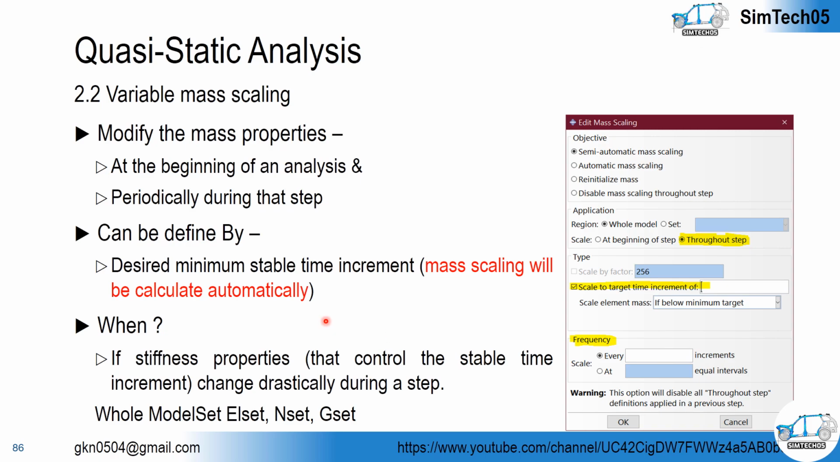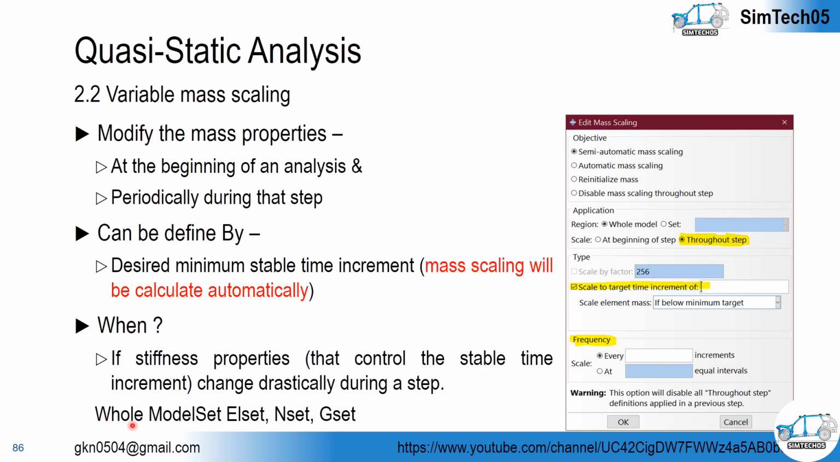So when to use such variable mass scaling? Most of the time we use constant mass scaling or fixed mass scaling, but in some cases the stiffness property of the system changes drastically. Most cases it happens in manufacturing type of simulation, say for forming, where the element distorts excessively. For such cases we need to use variable mass scaling.